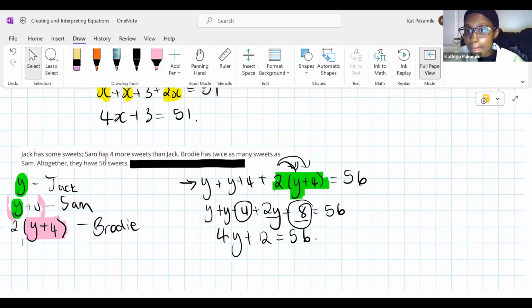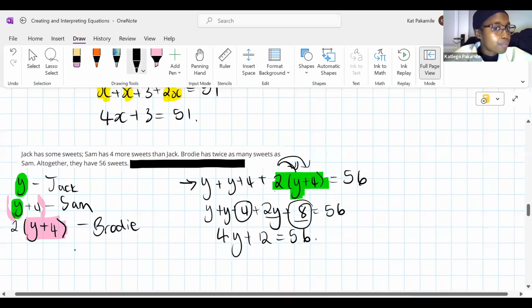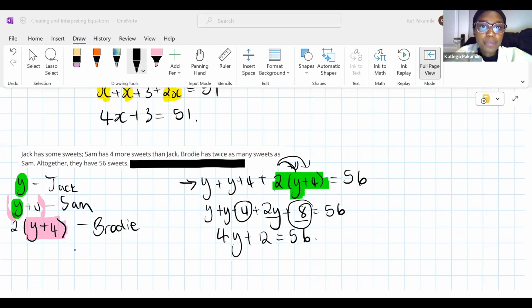Are you with me? So then it says, altogether they have 56 sweets. So we just added them and put it equal to 56, and then we simplified, okay? That is it. Okay, thank you.